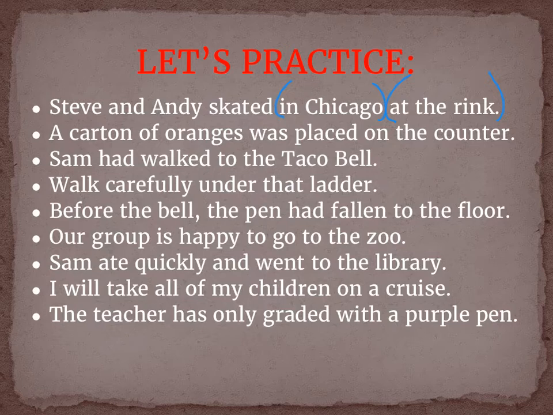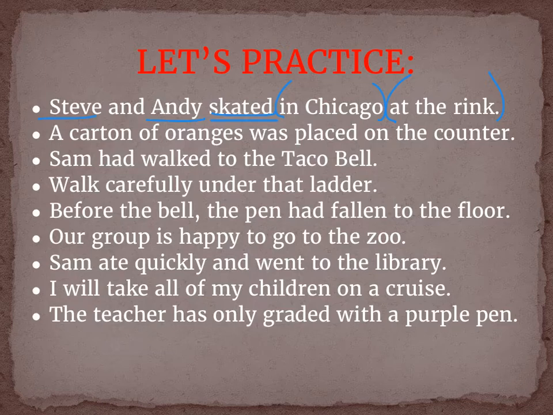Who or what is the sentence about? Steve, Andy. They are both subjects. We underline subjects one time. Notice we did not underline the word and. That is because and is not a person, place, thing, or idea. Now when we look for the verb, we ask ourselves, what did Steve and Andy do? Well, they skated. So we underline the verb 2 times.